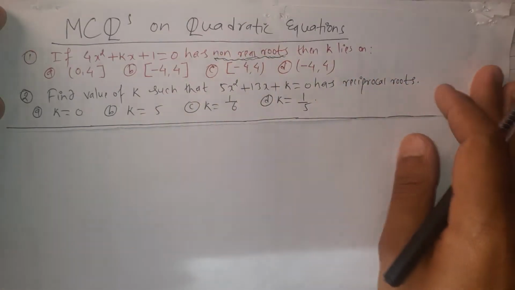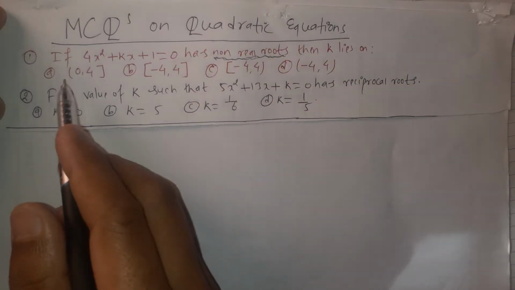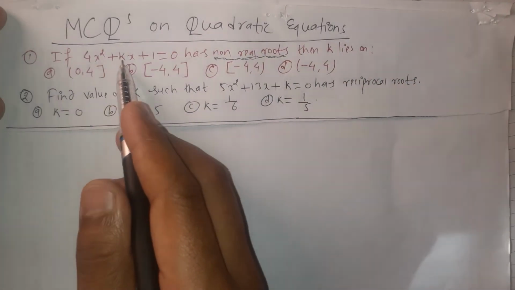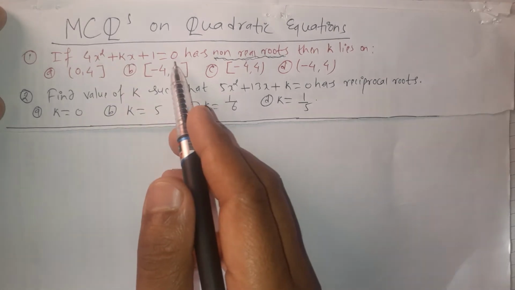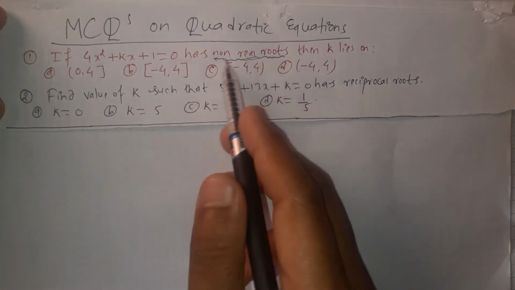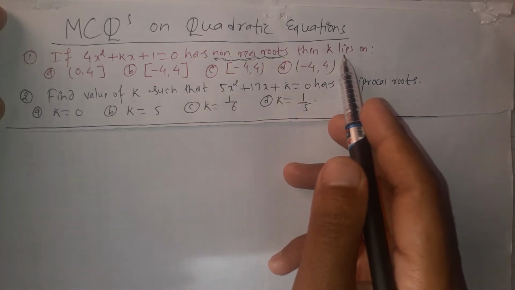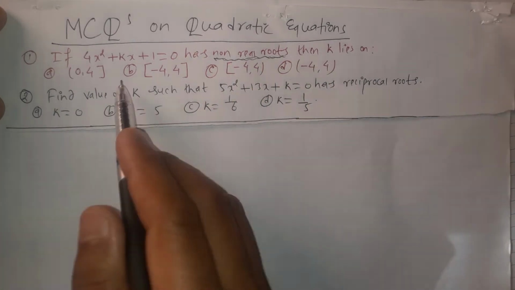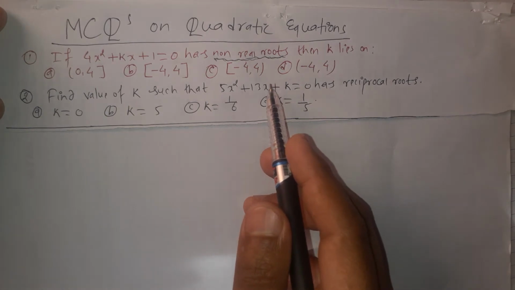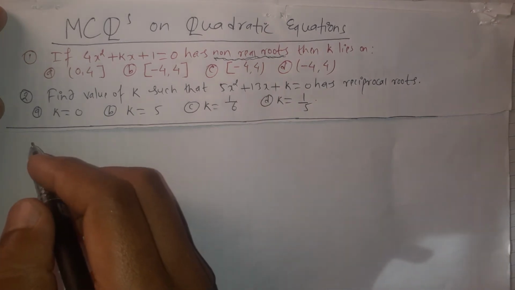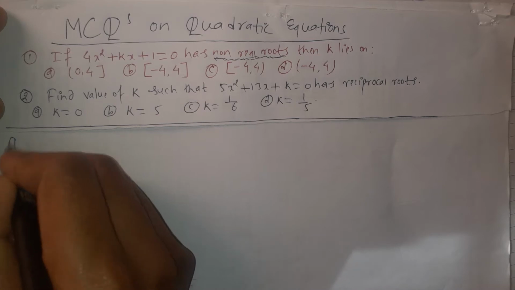Equations topic. Here the first question is, if 4x square plus kx plus 1 is equal to 0 has non-real roots. Non-real means the roots are imaginary. Then k lies on which interval? Here the intervals are given. Now let's solve the first question.